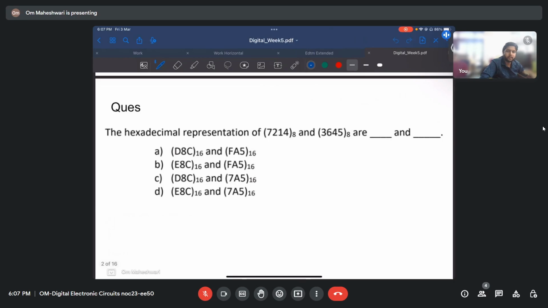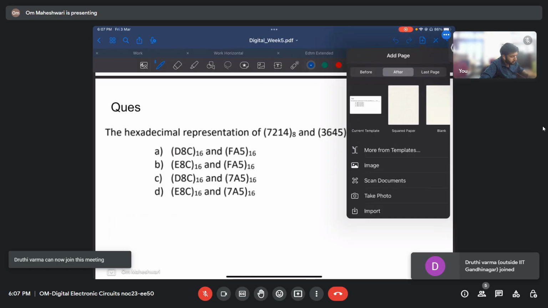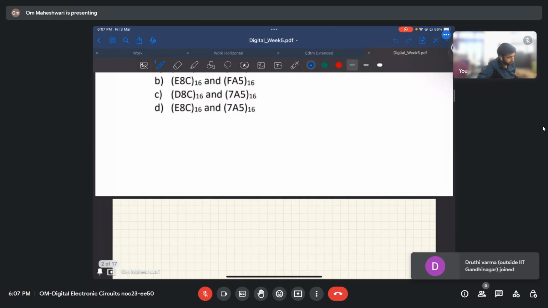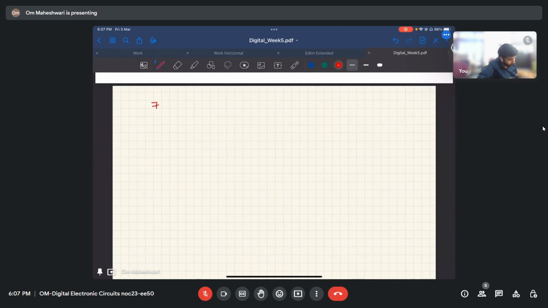In this tutorial, we are mostly focusing on the number system. The first question is: the hexadecimal representation of 7214 base 8 and 3645 base 8 are dash and dash. First of all, we need to know the binary conversion of the base 8 system. So let me add a page. We have 7214 base 8, which we write in binary form.